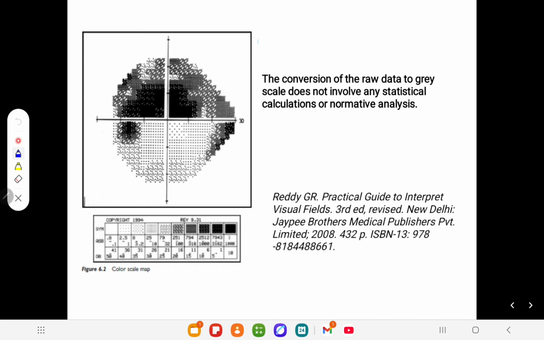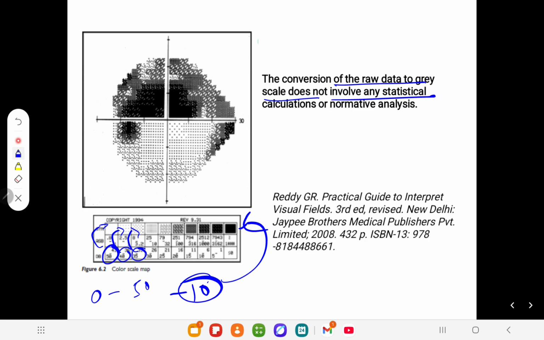So for this also, can you see 40 to 50 there is one set, 36 to 40 there is another set, 31 to 40 there is another set. Actually, from 0 to 50 there is 10 categories in which it is divided, isn't it? So conversion of the raw data to grayscale does not involve any statistical calculation or normative data analysis. So that's why grayscale is only to explain for the patient.